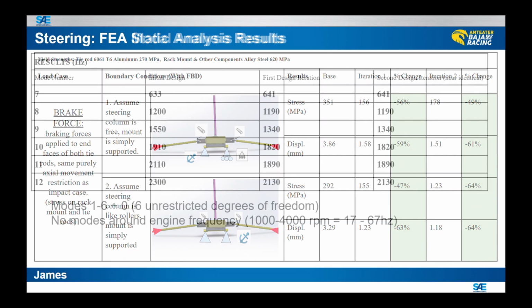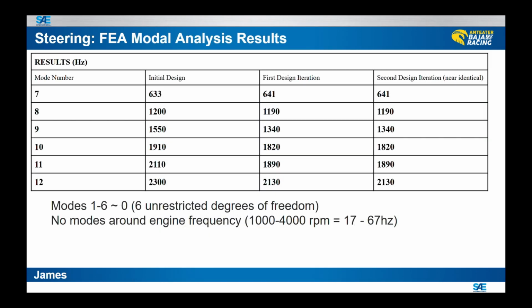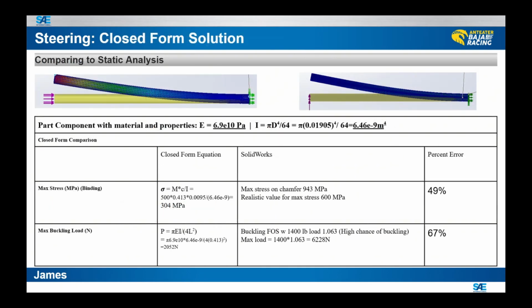There is no yielding. The modal analysis shows that the natural frequency of the rack is not near the frequency of an engine and therefore it is unlikely to be excited under operation, causing failure. As shown by the closed form solutions compared to the SolidWorks, the closed form solutions are much more conservative. I think that a buckling failure is most likely for the tie rod.